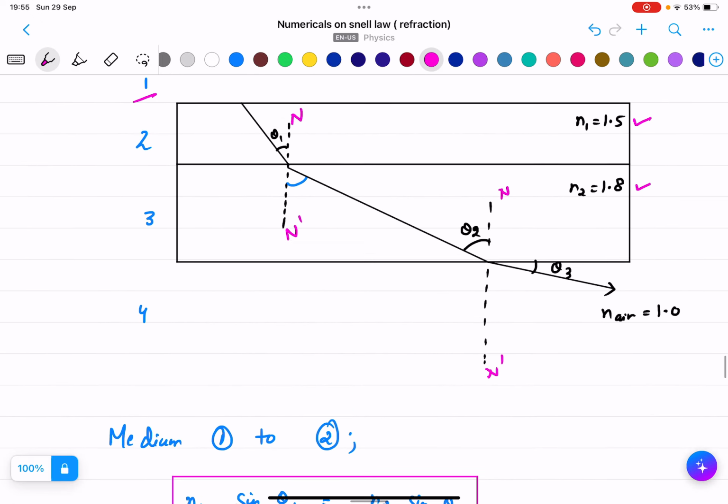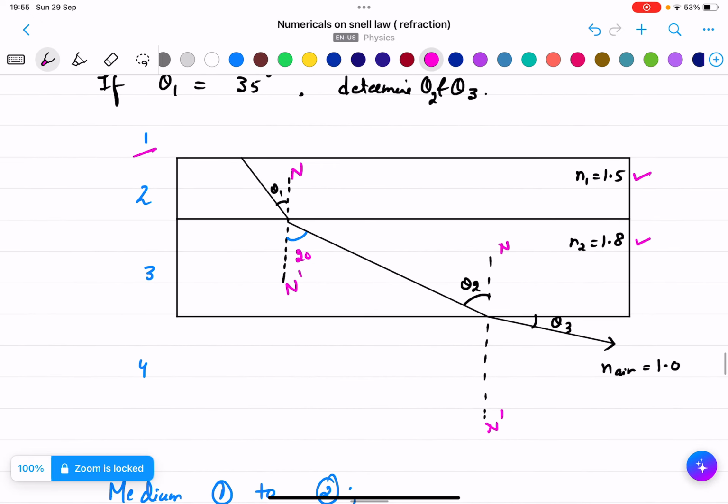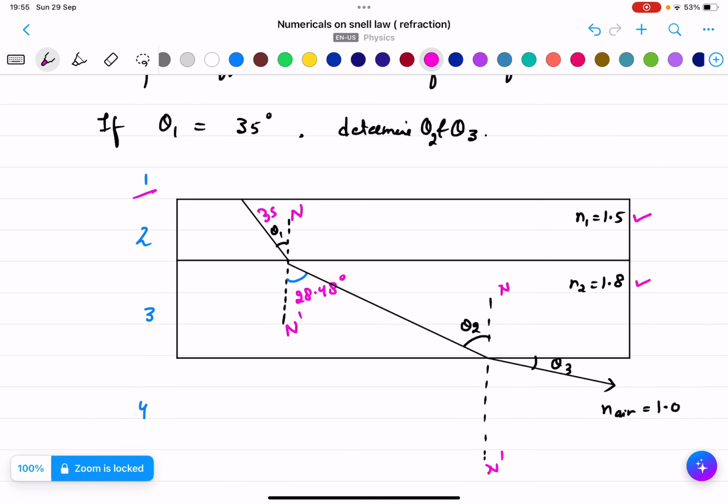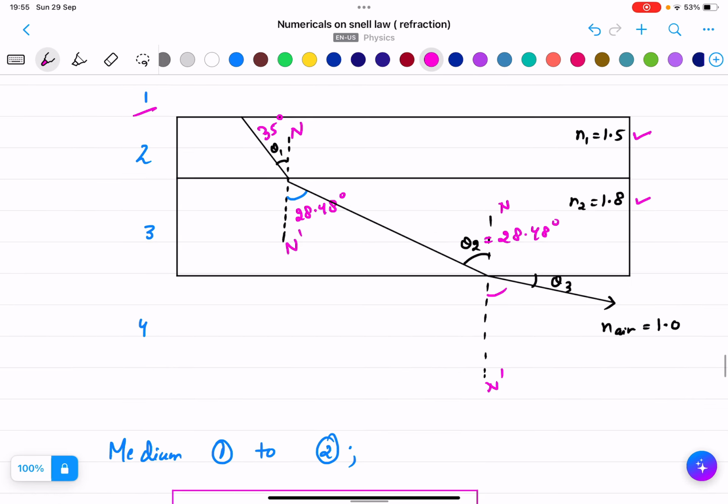Now, this one we found is 28.48 degrees. Theta 1 is 35 degrees. Because theta 2 is smaller, this ray will be bent towards the normal. Now if this is theta 2 and this is also theta 2, then these both angles will be the same, 28.48 degrees. If these both angles are the same, then we need to find this angle now.